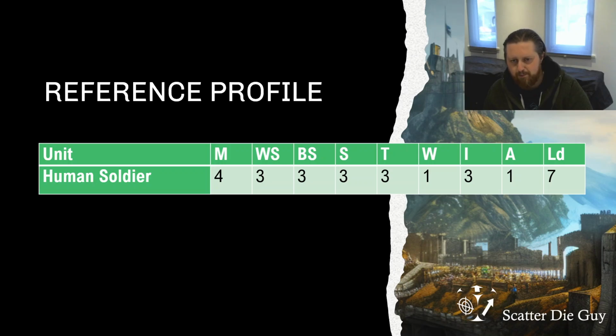Many units can take a champion, who will often benefit from a higher attacks characteristic for close combat units, or a ballistic skill characteristic for missile units. Champions will also sometimes have a higher leadership characteristic. This is often the case in natively lower leadership factions, for example orcs and goblins, and makes taking unit champions particularly valuable for those armies.